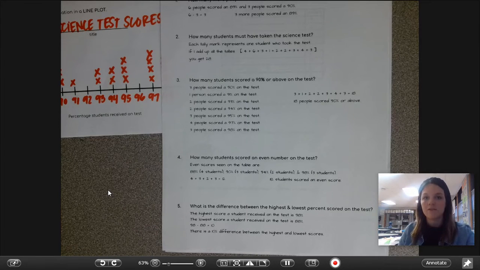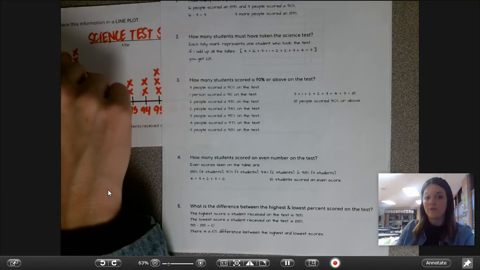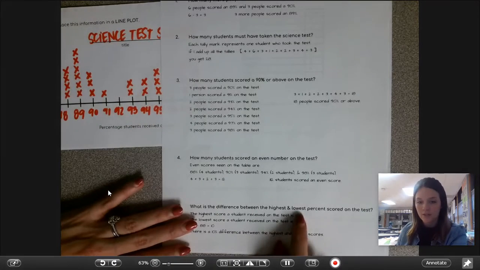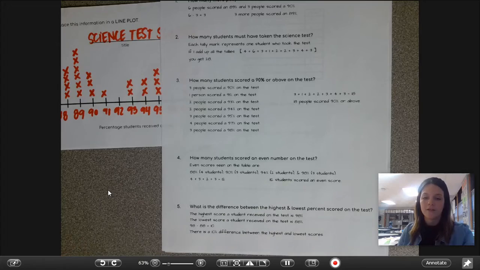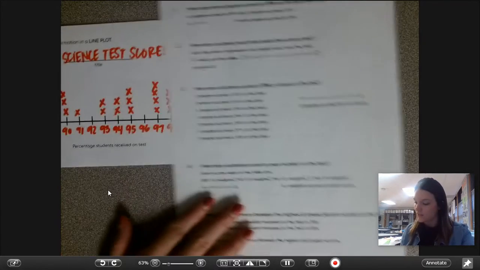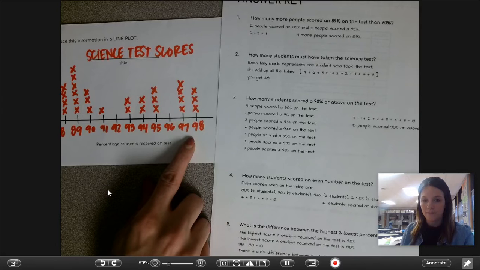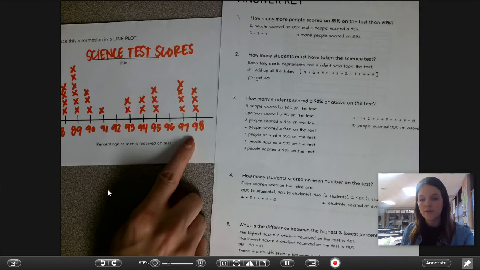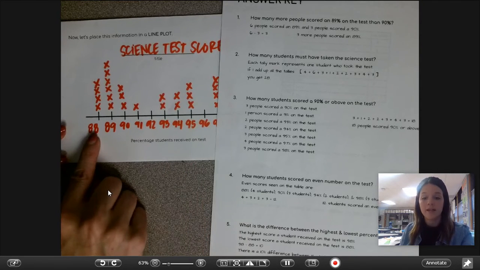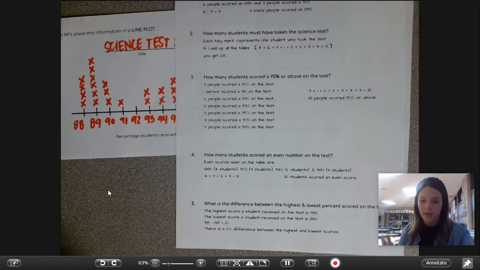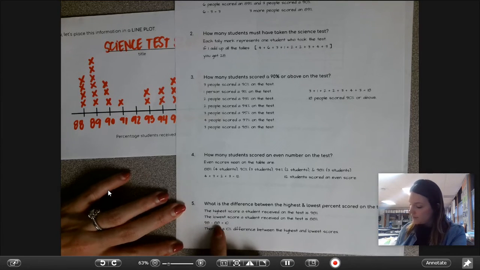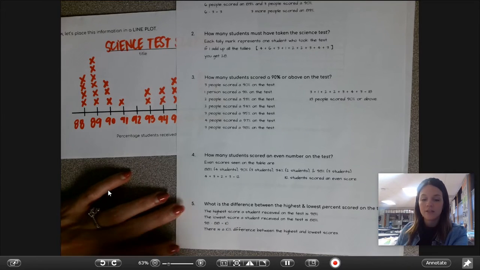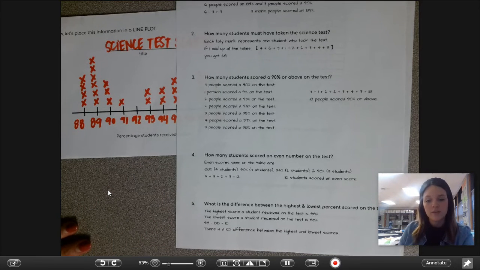Lastly, what's the difference between the highest and lowest percent scored on the test? Sometimes my kids get this confused with the 89% had the most kids, but it's with percentages. It's the lowest and the highest percent. So the highest score that anyone got in the class, if we look back at our line plot, was 98. That was the greatest score. The lowest score that anyone got on the test was an 88. So if you're asking me the difference between the highest percent and the lowest percent, which is called the range of the data, then I would take 98 minus 88, which has a difference of 10%. So there's a 10% difference between the highest and the lowest scores.